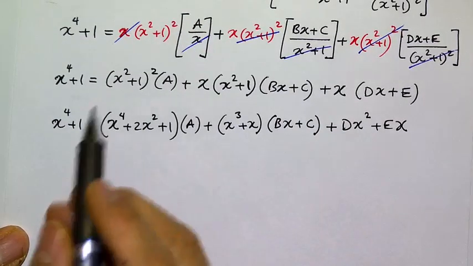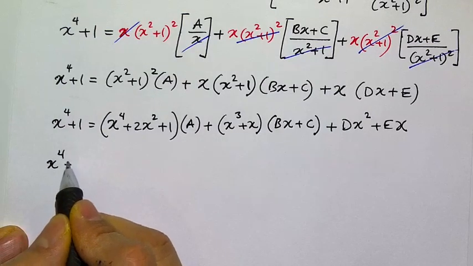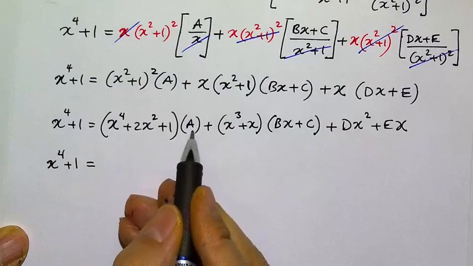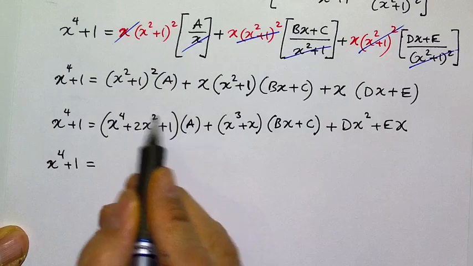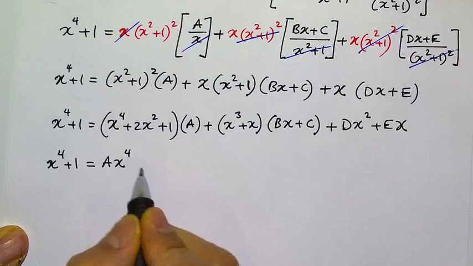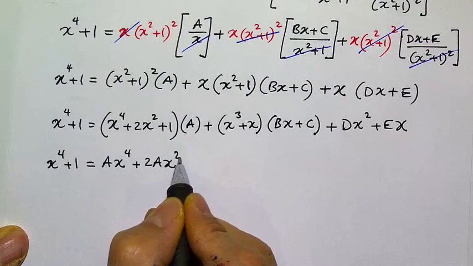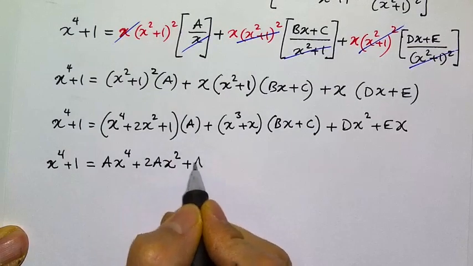All right, so next step. Let's take this one step further. So x to the 4th plus 1 on the left side. Now I'm going to distribute this a into everything here. What I get is a times x to the 4th plus 2a x squared plus a, right?